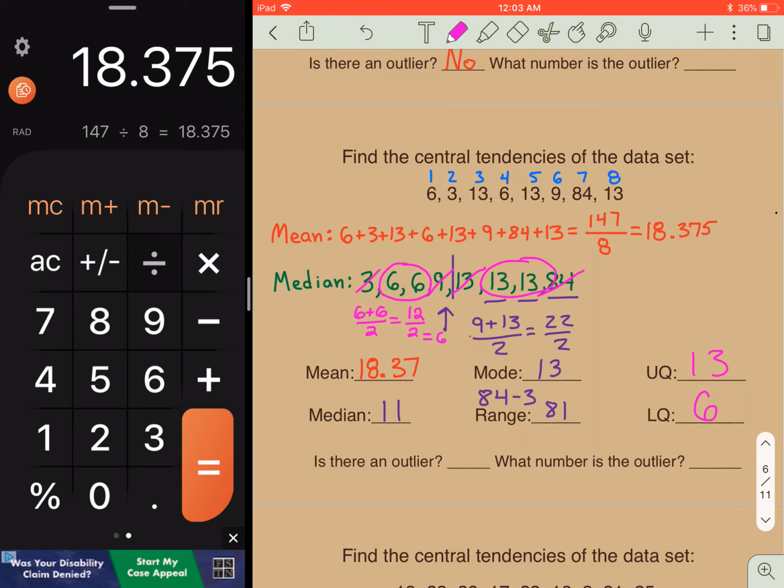Do I have an outlier here? Yes, I do this time. If you notice, all my numbers are in either single digits or in the teens, but then I have this 84 sticking out. That's completely different from the rest, so yes, I have an outlier, and it is 84.